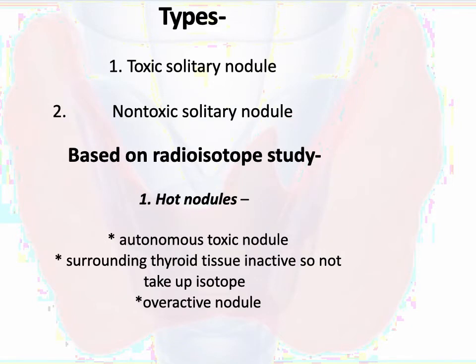Types, told you before: toxic thyroid nodule and non-toxic thyroid nodule, based on the radioisotope study. This is very important. We give the radioactive iodine and then we see through the gamma camera. If it is a hot nodule, it is taking more of the dye. But in this case, the chances of malignancy are very few, maybe 3 to 4%.